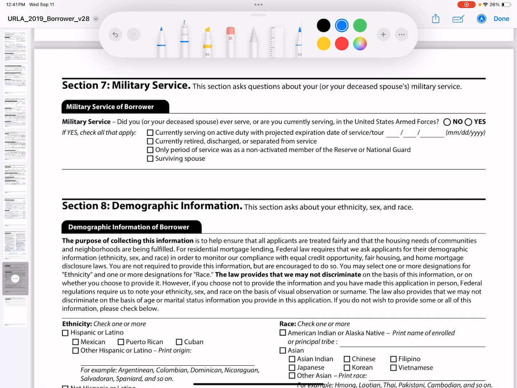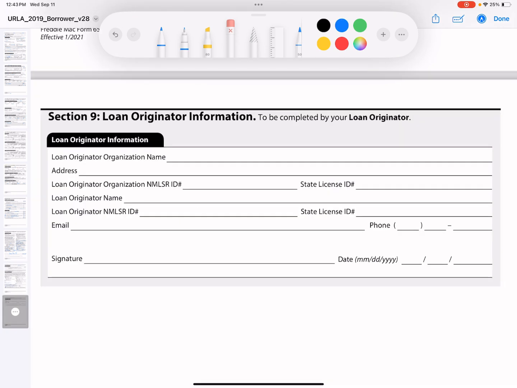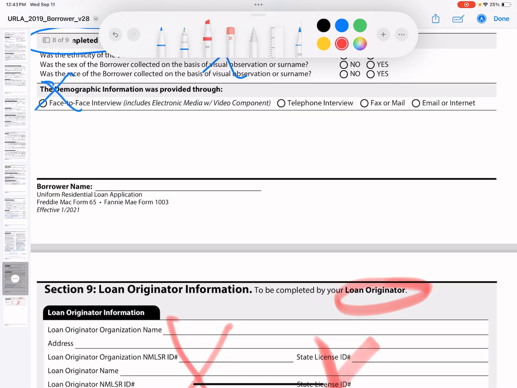Section 7, military service. If you are in the military, you would check whichever of these is applicable. Section 8, demographic information. If you prefer not to fill this out, you can just check the boxes that say, I do not wish to provide this information. It gives you that option for each of these demographics. Section 9, loan originator information. You don't need to worry about this. The loan originator on your loan will fill this out. So we're done. I know that was a lot.